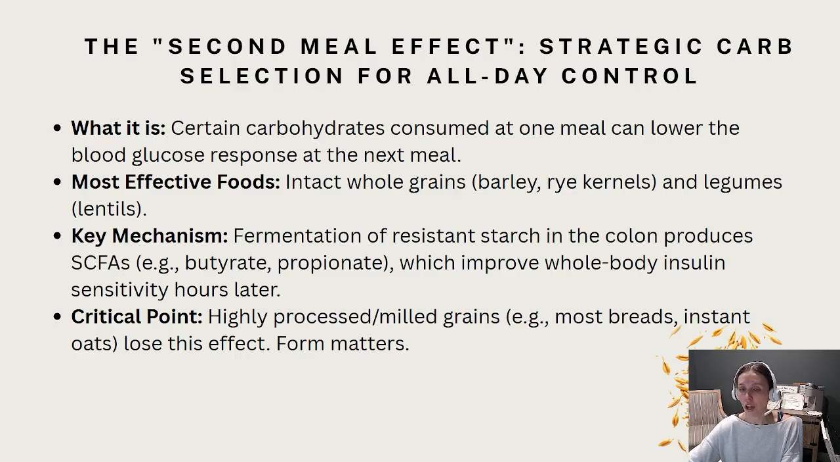So, again, like I already touched on, the second meal effect means that eating certain carbs at one meal can actually lower the blood sugar response at your next meal. And the foods that best do this are intact whole grains like barley and rye kernels, and legumes like lentils. And the mechanism is really fascinating. So the resistant starch and fiber in these foods will ferment in the colon and produce short chain fatty acids, such as butyrate and propionate, and these compounds then circulate and improve whole body insulin sensitivity for hours.